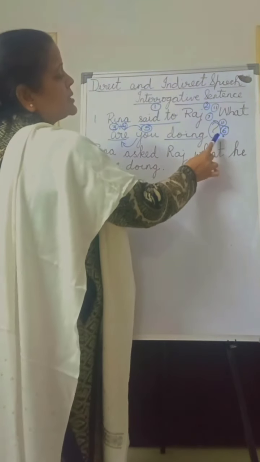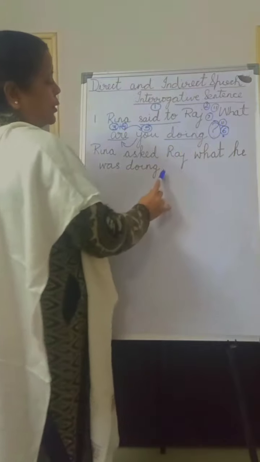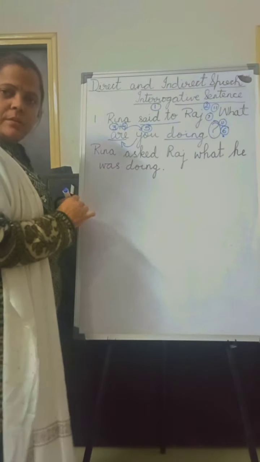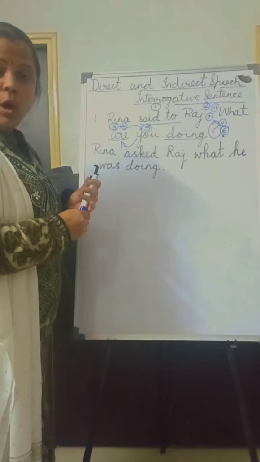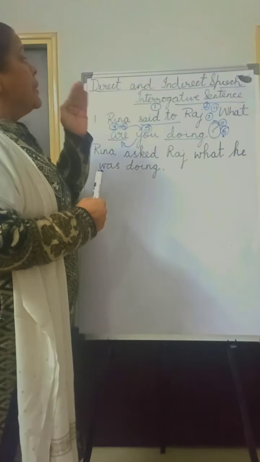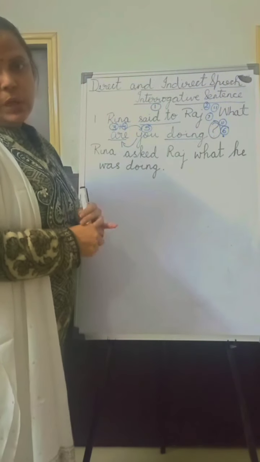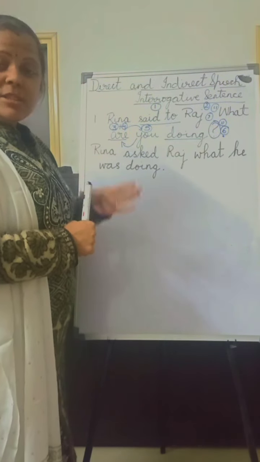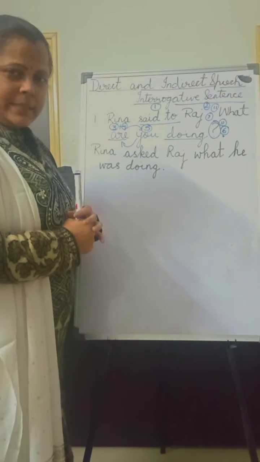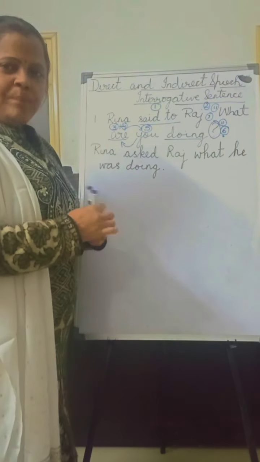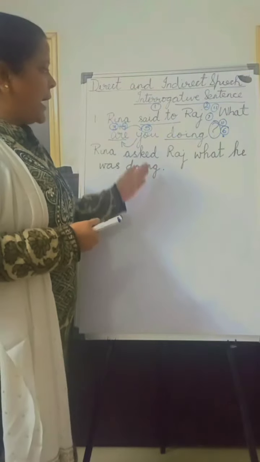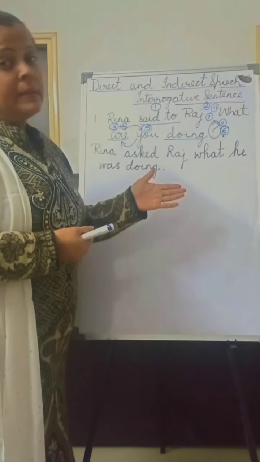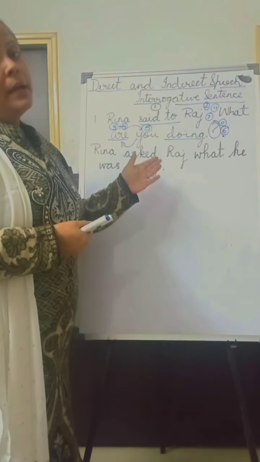Then 6th rule is remove question mark and put full stop. Alright children, I guess this is clear to you all. Now the second type of interrogative sentence and its rule we will discuss in the next class, because you need time to understand it. So look at this video again and again till all your doubts are clear.